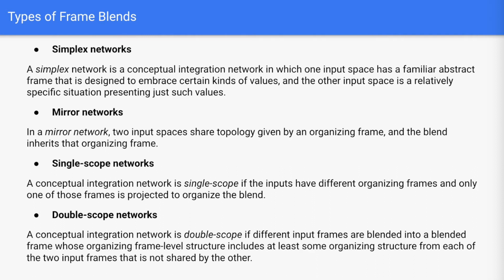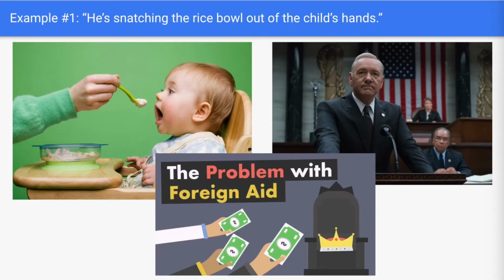The double-scope networks. A conceptual integration network is double-scope if different input frames are blended into a blended frame, whose organizing frame-level structure includes some organizing structure from each of the two input frames that is not shared by the other. Let's first look at this example.